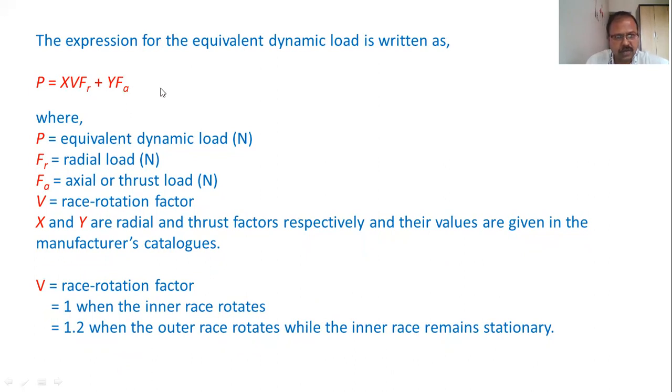Sometimes this value XVFr plus YFa is multiplied by a service factor if it is not possible for us to exactly predict the value of the dynamic load. Then this equation is multiplied by the load factor or service factor, which we will see in the next lectures. So the equivalent dynamic load P is equal to XVFr plus YFa. X and Y are the radial and thrust factors respectively, Fr is the radial load, Fa is the axial load, and V is the rotation factor, which will be equal to 1 for the inner race rotating and 1.2 for the outer race rotating.